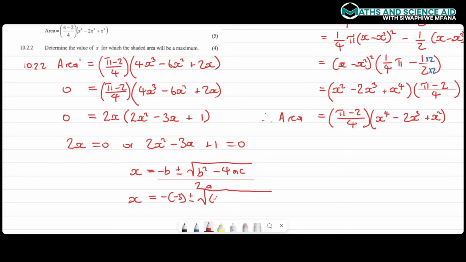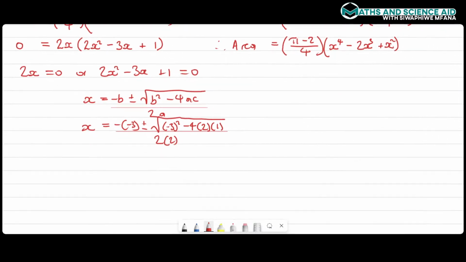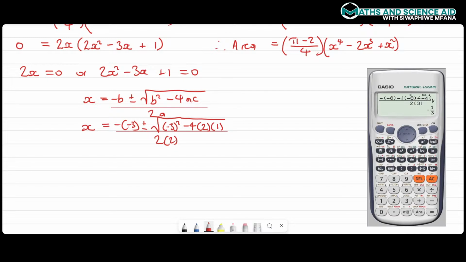So here we'll have negative 3 plus 4. A is 2 and C is 1. Okay, now it's fine. It's all looking good. Then all divided by 2 into 2. All right, now quickly we need to use our calculators once again.